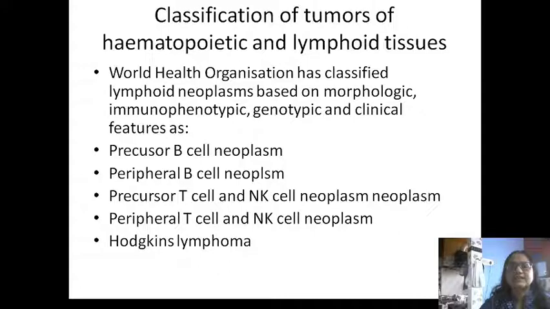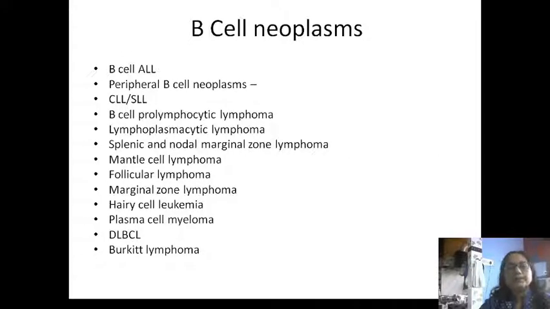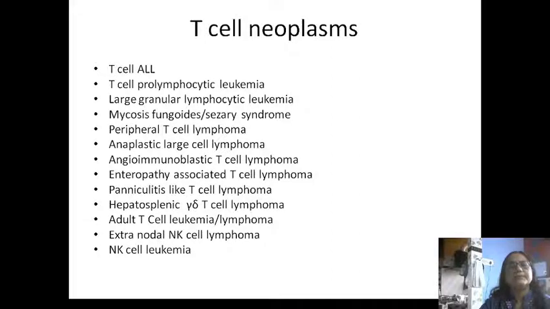Now coming to the classification of tumors of hematopoietic and lymphoid tissues. World Health Organization has classified lymphoid neoplasms based on morphological criteria, immunophenotypic features, genotypic and clinical features as precursor B cell neoplasm, peripheral B cell neoplasm, precursor T cell and NK cell neoplasm, peripheral T cell, NK cell neoplasm, and Hodgkin's lymphoma. Now B cell neoplasms, it has a very long list, so you will have to go through this list. You will have to remember the list, the classification. T cell neoplasm, again it's a long list. You will have to memorize the classification.